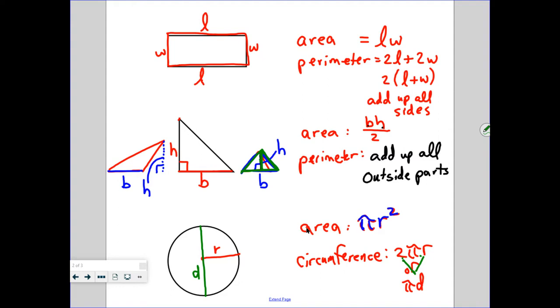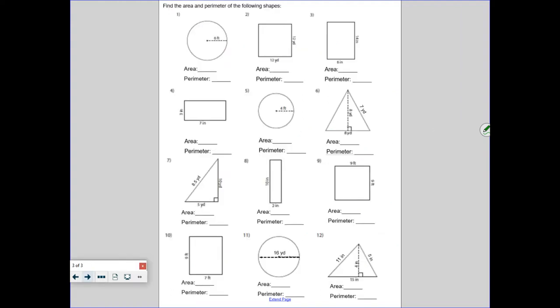So what we have here is this worksheet that you're going to work on now. And again, enjoy it. This is pretty straightforward. It's just kind of a plug and chug. I'm going to do a couple for you here, or with you. So I'm going to do the top one. Okay. First of all, let's start with the circle.